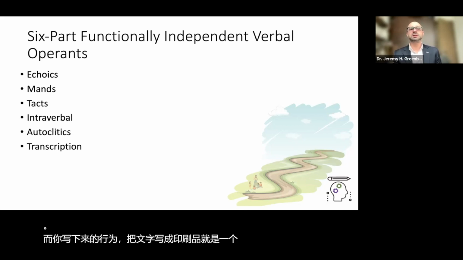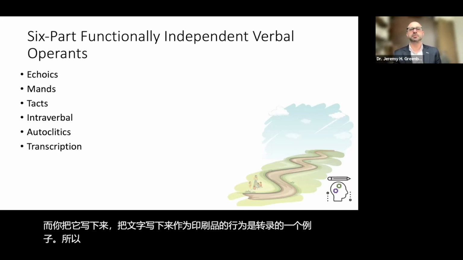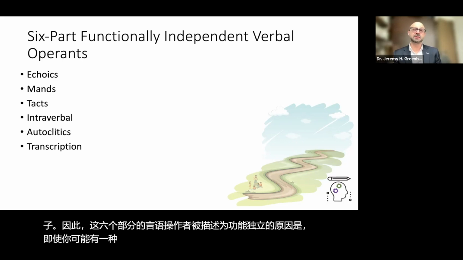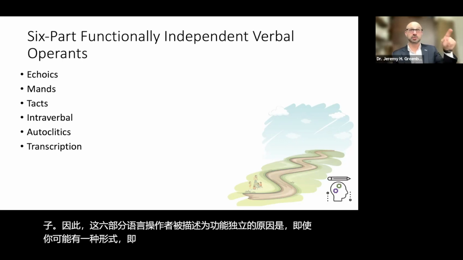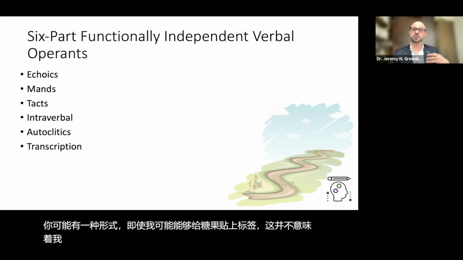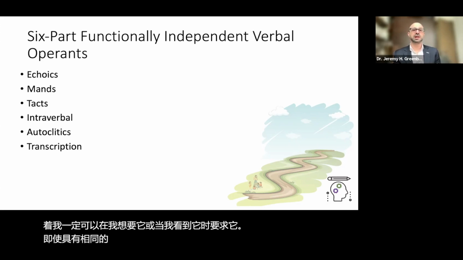So the reason that these 6-part verbal operants are described as functionally independent is because even though you might have one form, even though I may be able to label candy, that doesn't mean that I can necessarily ask for it when I want it or when I see it. So even with the same forms, sometimes children lack the sort of functional usage across these verbal operants, and therefore they have to be taught directly in many cases.